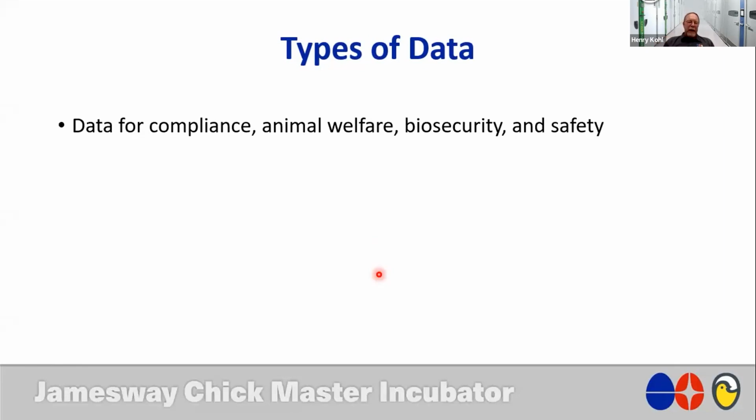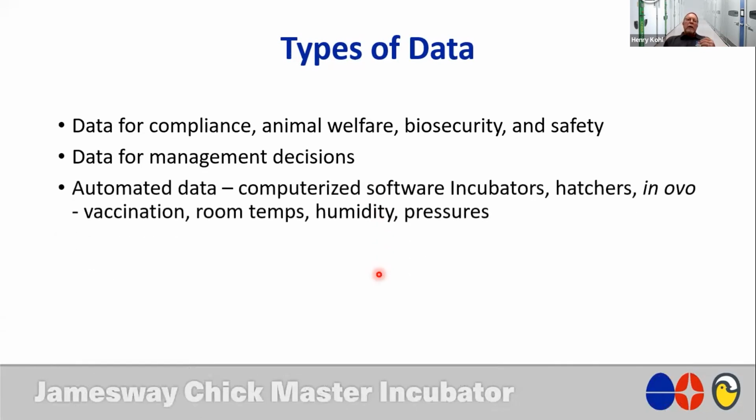So we utilize data for compliance, animal welfare, biosecurity, safety. We're utilizing data to make management decisions. Automated data, so computer software for our incubators, our hatchers, our in ovo vaccination equipment. Those are all computer operated, and they automatically have data collection capabilities. Room temps, humidities, and pressures, whether we're using a Maestro system, a HatchCom system, we'll do that as well.